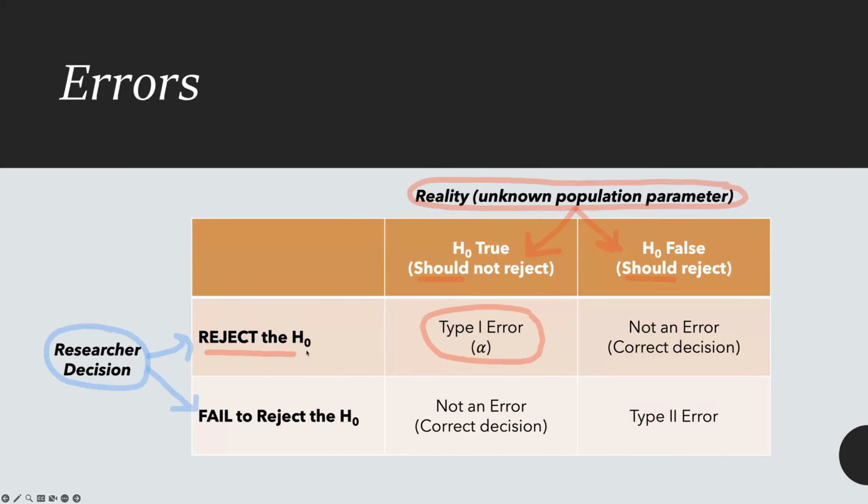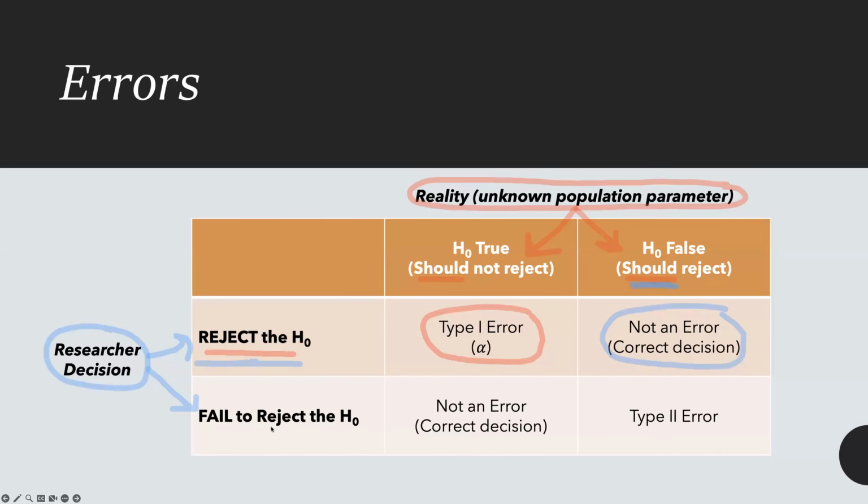So if you are rejecting the null hypothesis, and you shouldn't reject it because the null hypothesis is in fact true in reality, then that's a type 1 error. The other option is that you make a correct decision. So here, this matches. We have this null hypothesis is false. We should reject it. And so if we reject it, and we should reject it, that's not an error. That's making a correct decision.